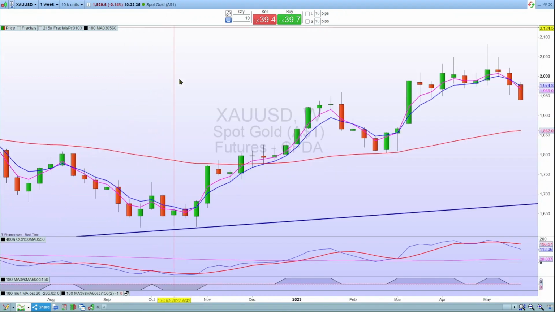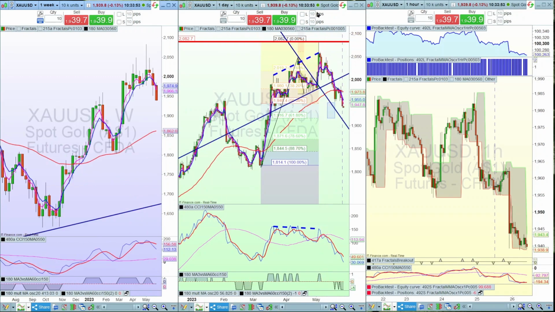So on the weekly, first off, we'll look at the triple moving average, and that's broken to the downside, and it's approaching its moving average. The triple moving average is 3, 5 and 60 of the price, and the CCI 150 moving average 5 and 50 is also turning down, but not yet full bearish mode. So you can see there it's neutral, and that's our primary major trend we look at.